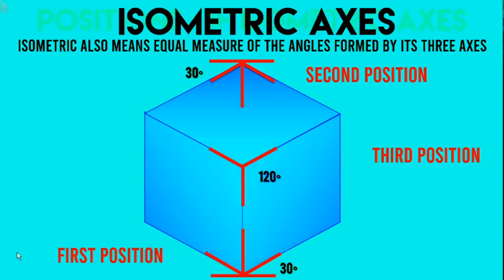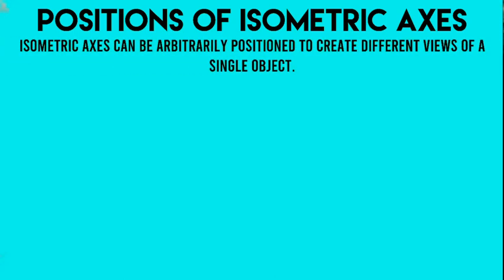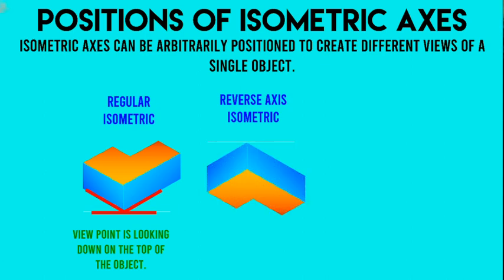Next, let's go to the positions of the isometric axis. The isometric axis can be arbitrarily positioned to create different views of a single object. We have three types. First, we have the regular isometric, where what we see are the top view, the front view, and the right side view. It's as if you are looking at the object from slightly above. So, this is our axis for it. We also have the reverse axis isometric, where we see more of the bottom view.